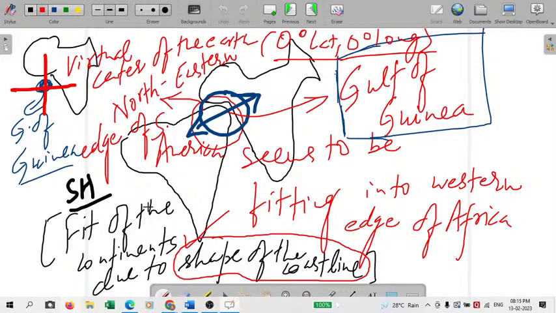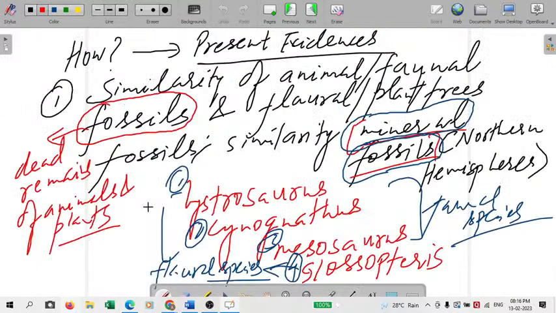Full stop. The similarity of fossils evidence given by Wegener, in terms of Lystrosaurus, Sinognathus, Mesosaurus and Glossopteris. Write the spelling from the board.